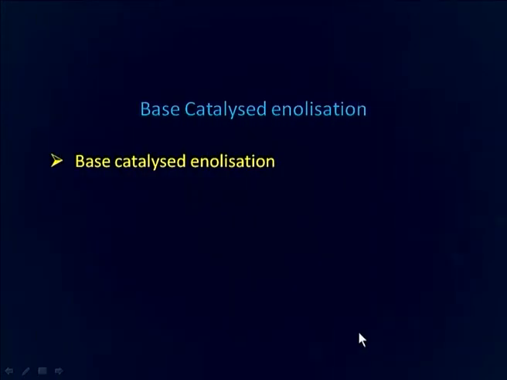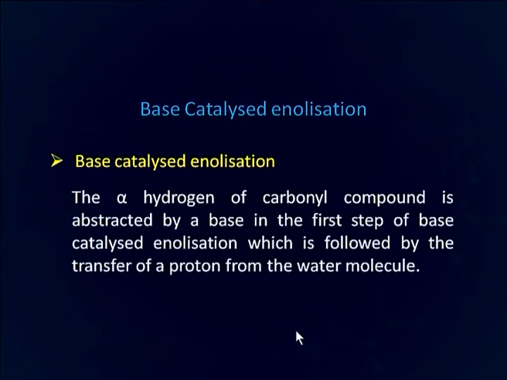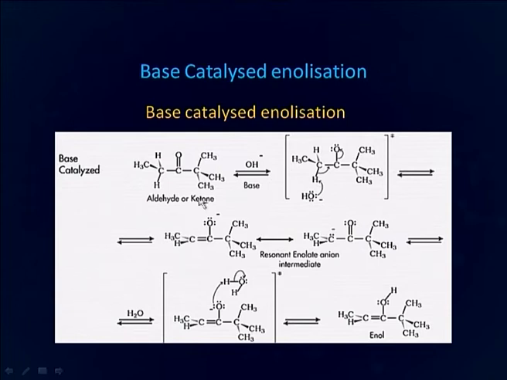In case of base catalyzed enolization, the alpha hydrogen of carbonyl compound is abstracted by a base in the first step of this base catalyzed enolization, which is followed by the transfer of proton from the water molecule. As you can see in this figure, the first step is the abstraction of proton from this carbon which is alpha to carbonyl group, and in the last step a proton has been abstracted from the solvent, that is water, to generate this enolic form.